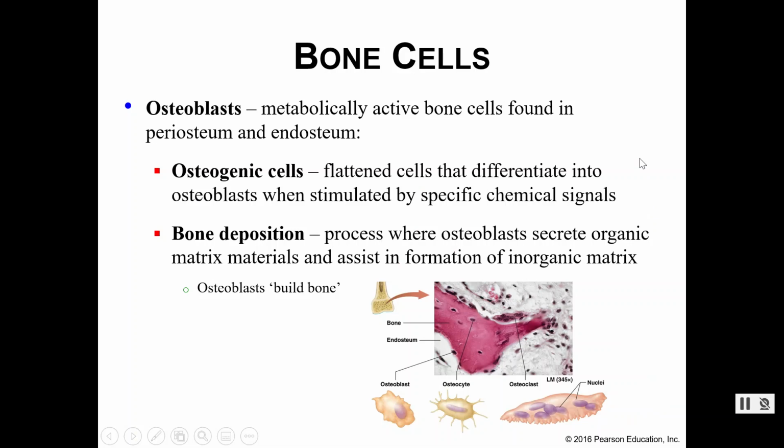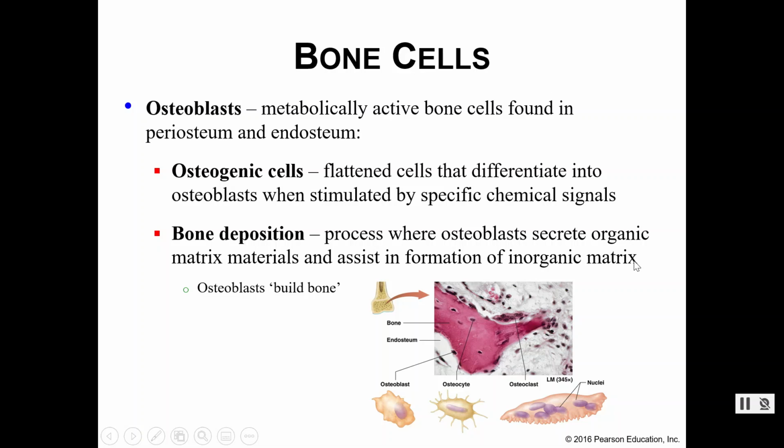All right, so osteoblasts. These are metabolically active bone cells. You find these in both the endosteum and the periosteum. And their job in life is to build bone. Osteoblasts build bone. Okay. Where do they come from? They come from cells known as osteogenic cells. Okay. These are a type of cell that will differentiate into osteoblasts when they receive the proper chemical signals.